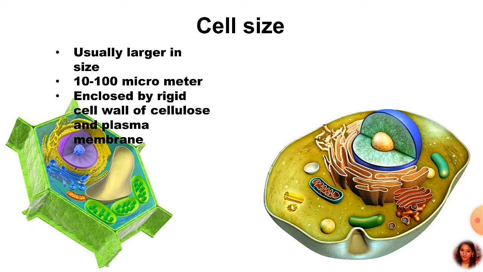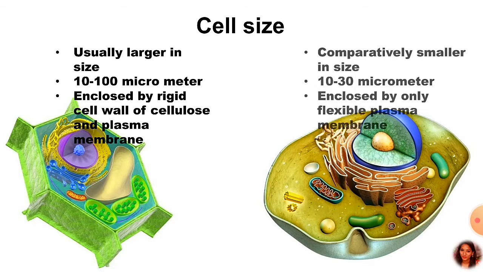Usually, the plant cells are larger in size, approximately 10 to 100 micrometer. It is also enclosed by a rigid cell wall of cellulose and plasma membrane. So the whole cell size is usually larger as compared to the animal cell. But in case of animal cell, it is comparatively smaller, 10 to 30 micrometer in size, and it is enclosed by only a flexible plasma membrane. No cellulose or any other intact membrane is there.